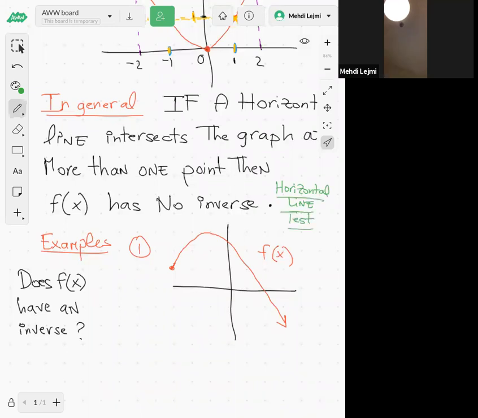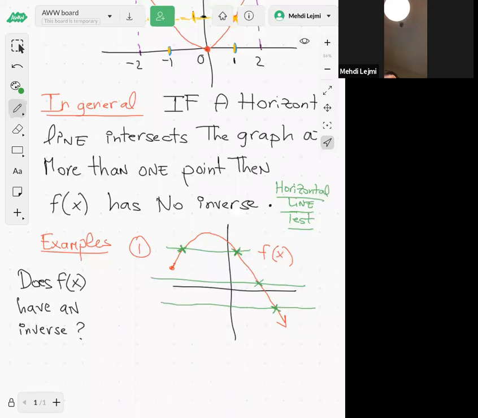So if one horizontal line intersects the graph at more than 1 point, then you're done. Your f doesn't have an inverse. Well, down here, if you take this horizontal line, it intersects the graph at exactly 1 point, which is okay. Here, still okay, I just have one intersection, but here at the top I'm going to have 2 intersections. So because of that, this function f has no inverse.